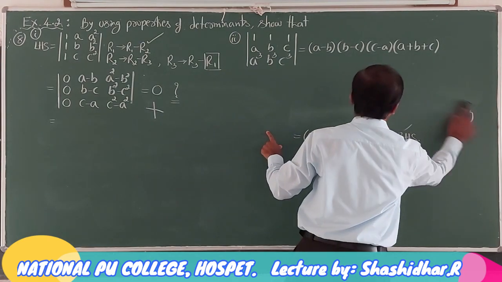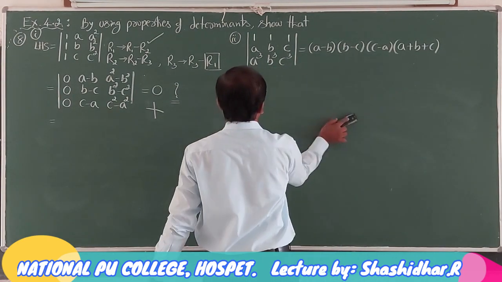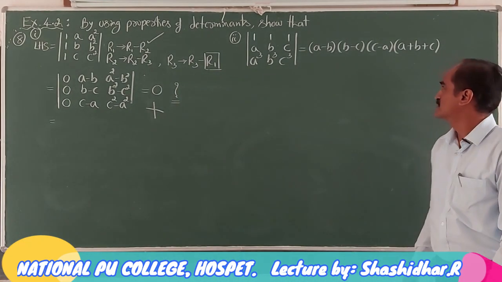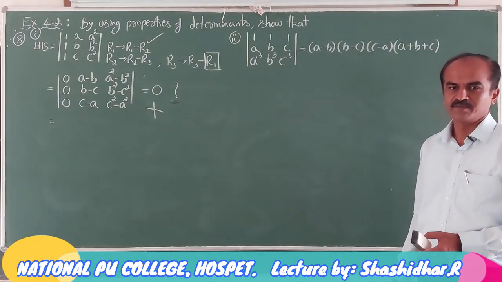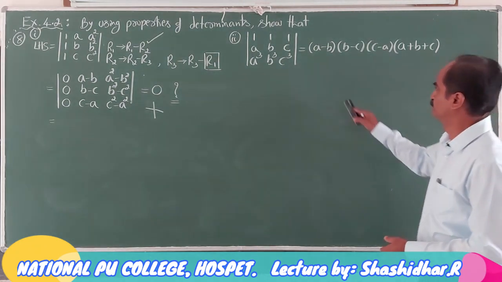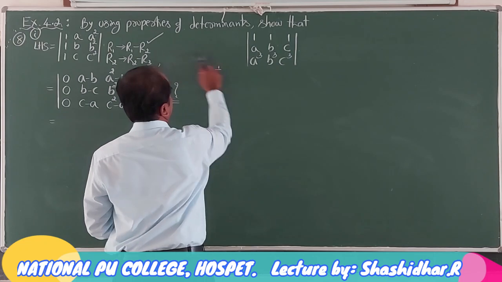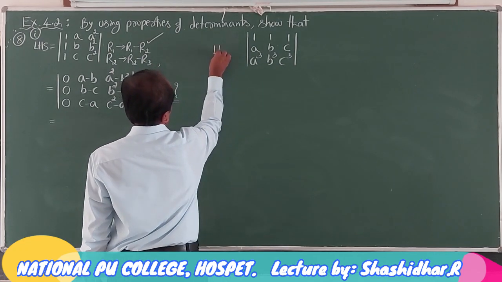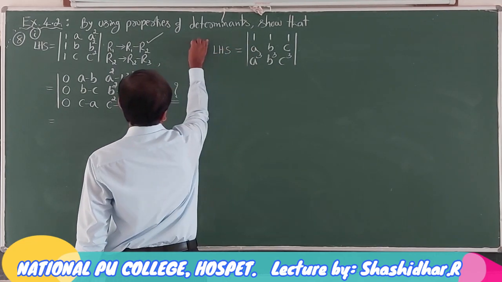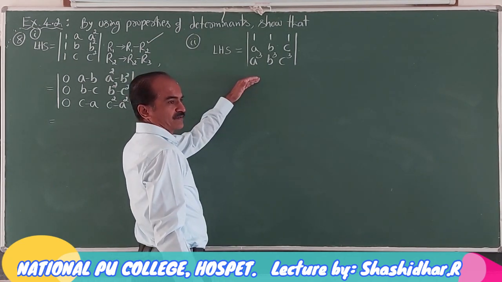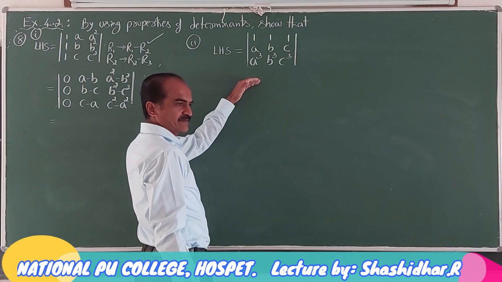Here I had to show that the determinant is (a minus b)(b minus c)(c minus a)(a plus b plus c). Let me start with the LHS. So this is the LHS part. Now again I have to go for planning: a minus b, b minus c, c minus a.